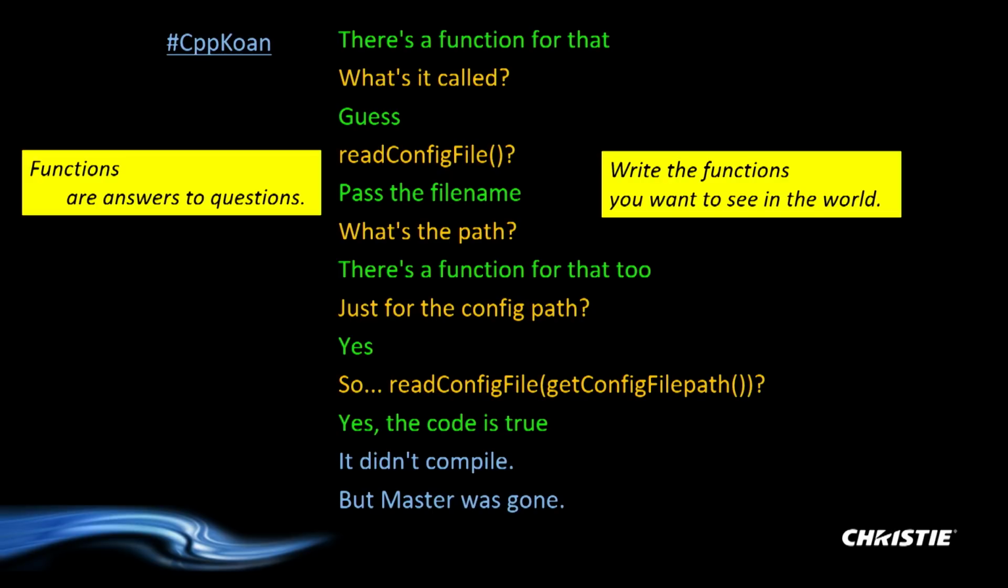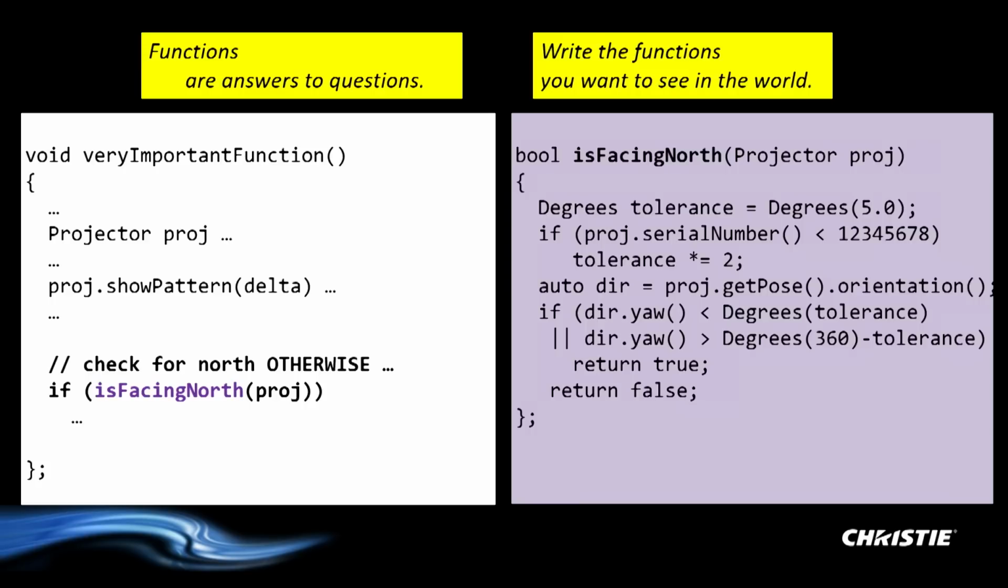Write the functions you want to see in the world. That's my little saying. You know, like these ones. So this is the same idea, right? We wanted to know if it was facing north, so we called the function, and it told us whether it was facing north or not. That's all there is to it.